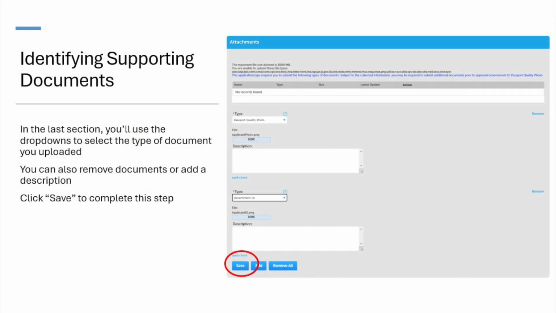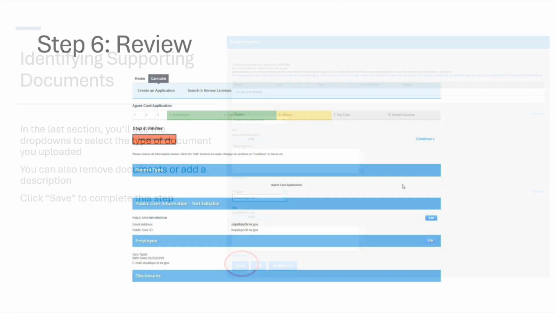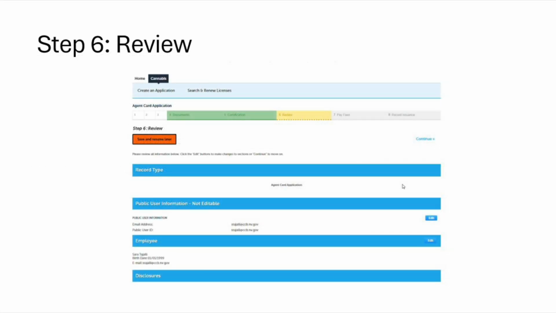Once you've uploaded your files, you will identify the types of files you uploaded from a drop-down menu. You can also remove documents or add a short description. Once this step is complete, click Save to move on to the next step. Step 6 is a review of your application. You can review the first 5 steps of your application and make changes if necessary.